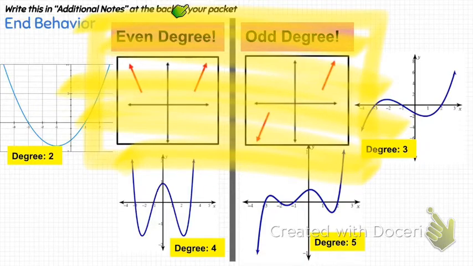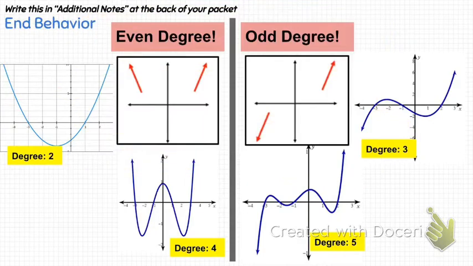All right, this highlighted part right here, I want you to write that into your notes underneath your vocabulary. I want you to know that when it's an even degree, they both go up, or they both go in the same direction. When it's an odd degree, one goes up and one goes down. They go in opposite directions. And it's always up to the right and down to the left until we introduce negative orientation, but we're not there yet. So for right now, it's always up to the right and down to the left.